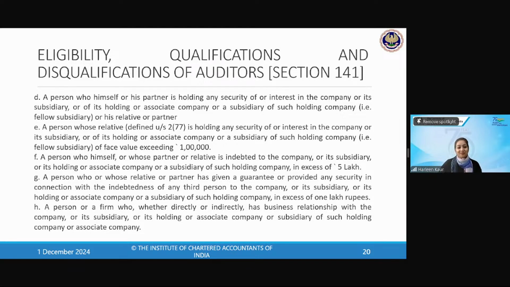Let me test your knowledge. Will you be giving any time period? Okay, Ritu, that's correct. If you exceed the value, then you're not appointed as an auditor. So now what will happen? Deemed vacancy will occur or not? No, ma'am. 60 days will be given to take corrective action.